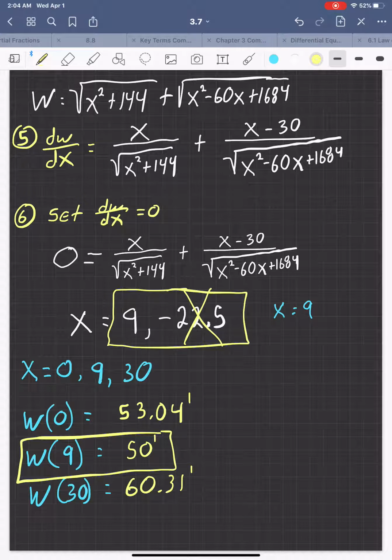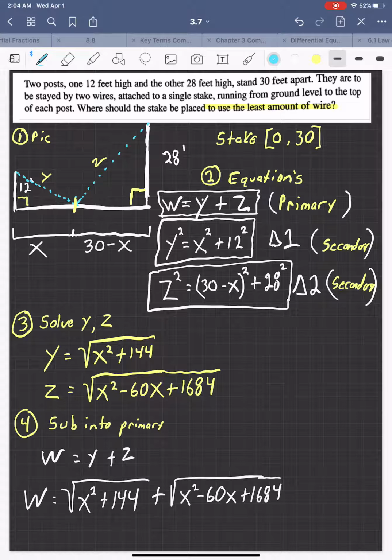So we're going to go back over here to the picture. So tell your guys to make sure that they put the stake in the ground at 9 feet from the first pole. Because if you put it at 9 feet, when x is 9, we're only going to need 50 total feet of wire to stake those two poles. Okay, so this is optimization.